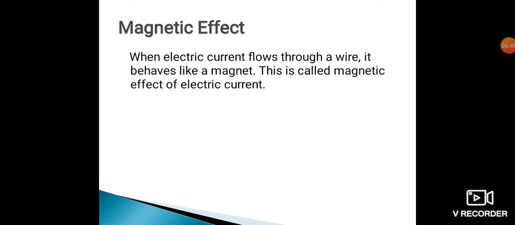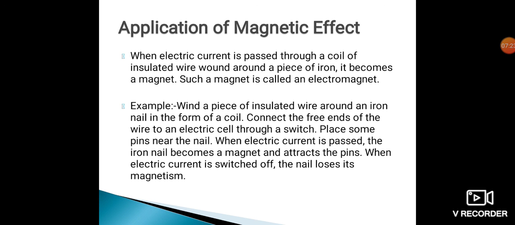Now we will see the magnetic effect. When current flows through a wire, it behaves like a magnet. This is called the magnetic effect of a current. You can notice this or perform an experiment at your home, but with a low voltage, with a small battery. When the current flows in a conductor, it acts as a magnet. A magnetic field is produced surrounding the conductor, and this effect is called the magnetic effect.